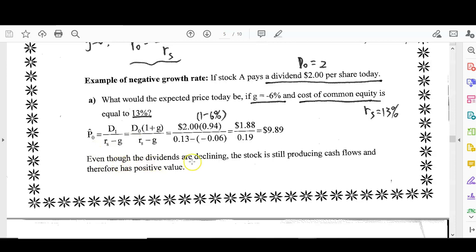Even though the dividends are declining because we have a negative G, the stock is still producing cash flows and therefore has positive value. Even though the dividends we get are decreasing, we're still getting dividends all the time, so the stock price should be positive.